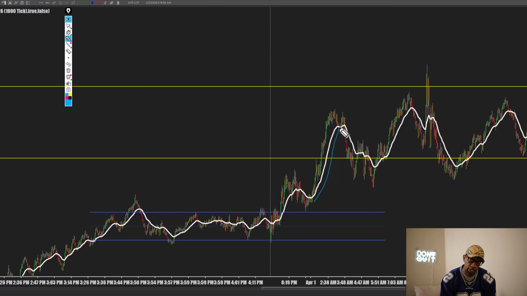Want to know if you're in a trend? Want to know if you're in an uptrend? If prices are consistently staying above the 21 EMA, you're in an uptrend. Okay, so we hit this uptrend, right? Then what? We find a bottom right here. Then what? We find a top right here.